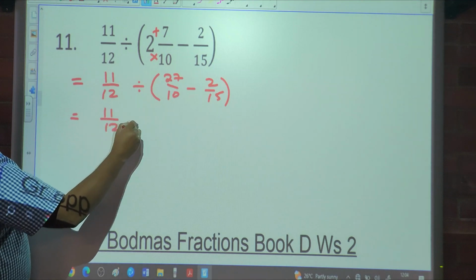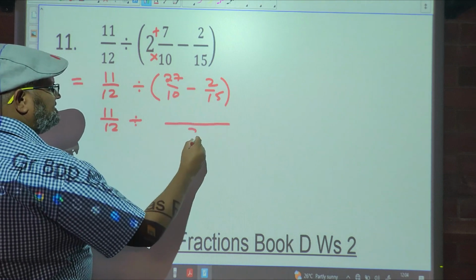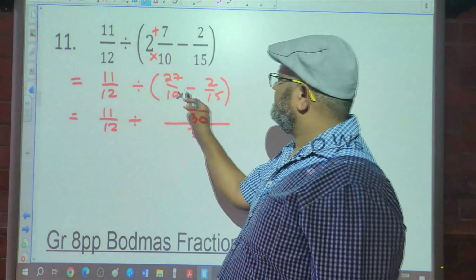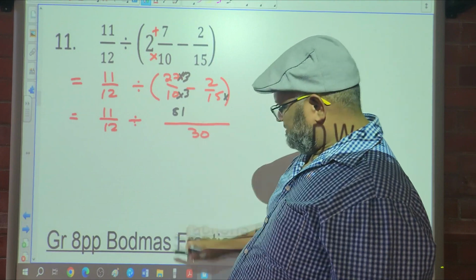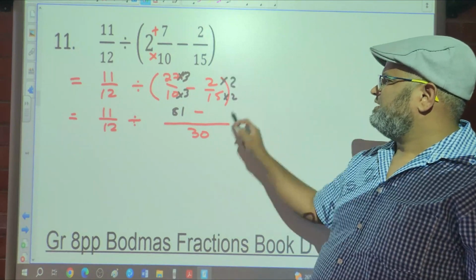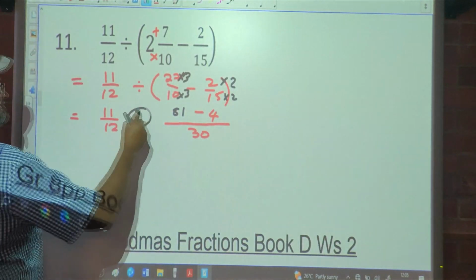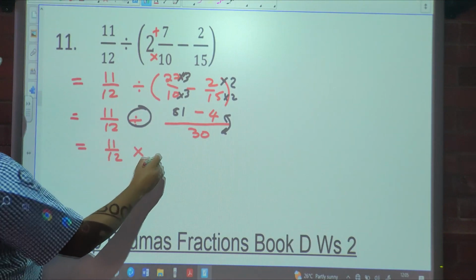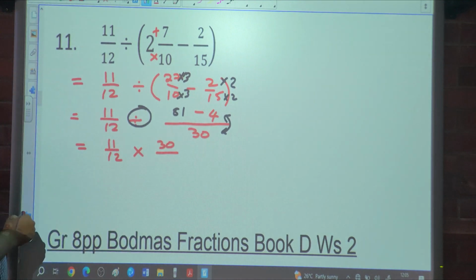So it's 11 over 12 divided by, what's your LCM inside this bracket? 30. So 10 multiplied by what is 30? 3. You multiply by 3. What's 27 multiplied by 3? 81. So 15 multiplied by what is 30? 2. 2 multiplied by 2 is 4. So we're going to change this to multiplication, tumble and times. So it's going to be 11 over 12 multiplied by 30 over. Now 81 minus 4 is 77.